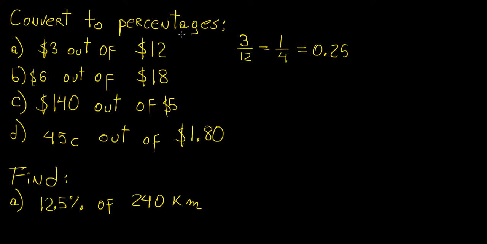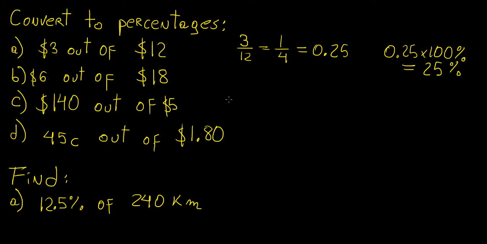But we want to know what percentage of $12 is $3. So what proportion of $12 are we getting at when we just choose $3? What we're going to do in this case is multiply the 0.25 by 100, and that's going to give us 25%. So basically what this is saying is that $3 is 25% of $12. Now let's do the same thing here in question B.